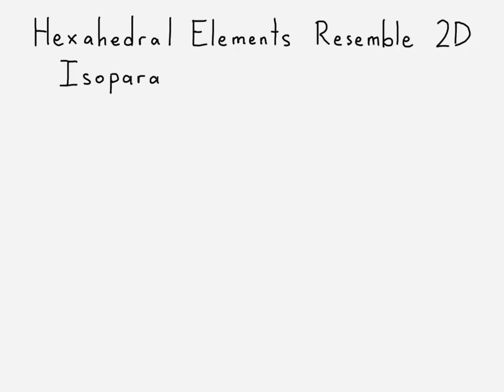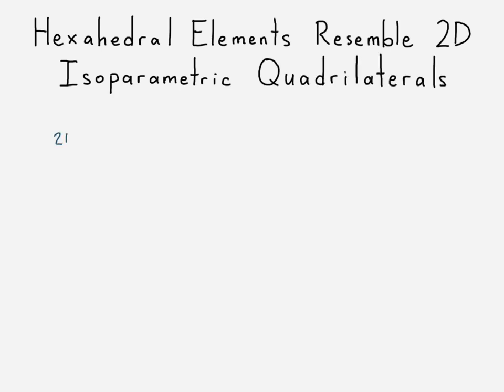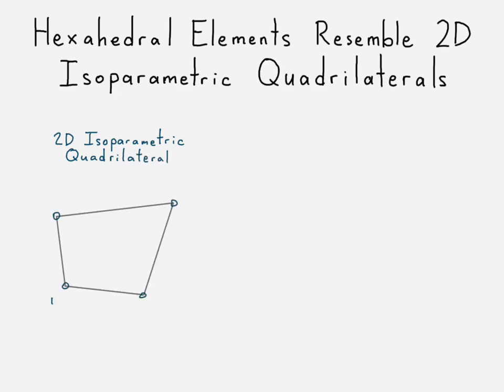So the first thing we want to take a look at is how the isoparametric hexahedral element is very similar to our 2D isoparametric quadrilateral element. So first is our 2D isoparametric quadrilateral element. We can go ahead and draw the four nodes. We have our natural coordinates, xi and eta.